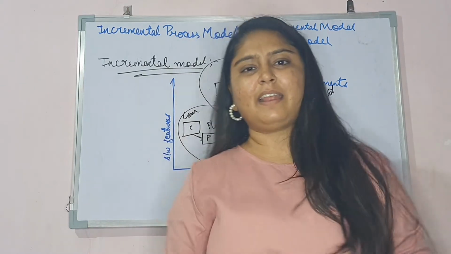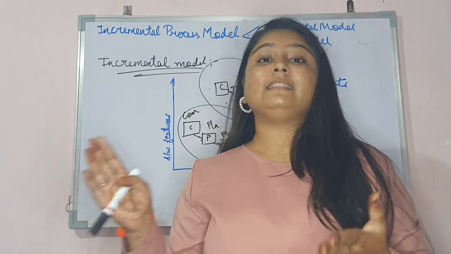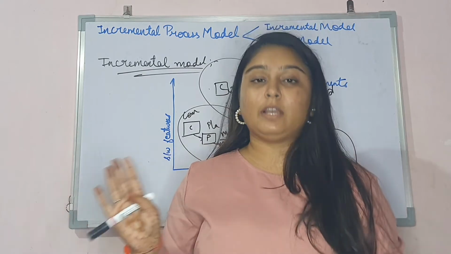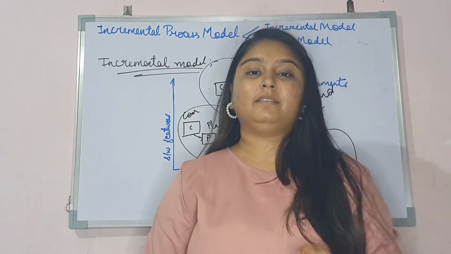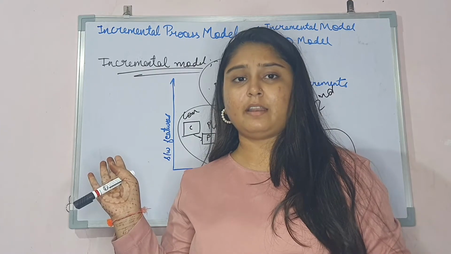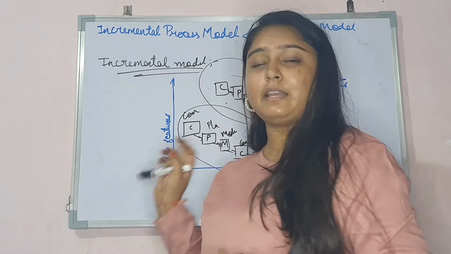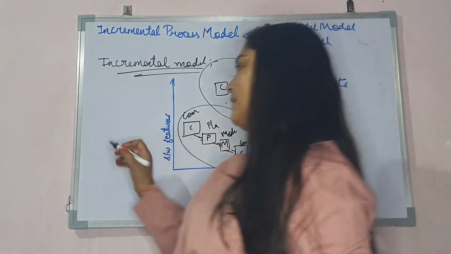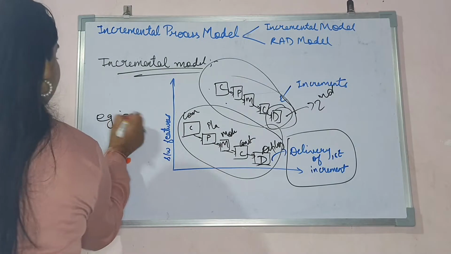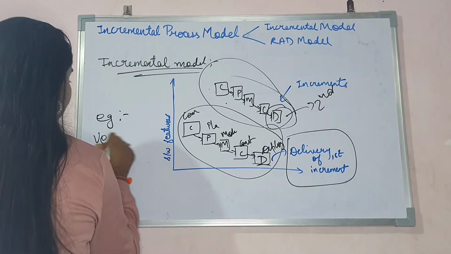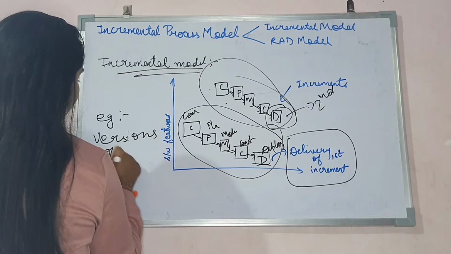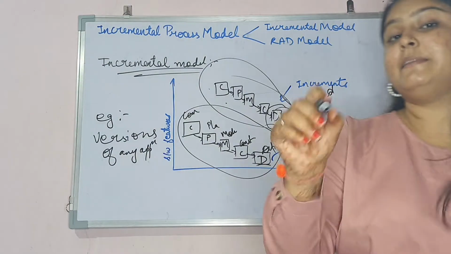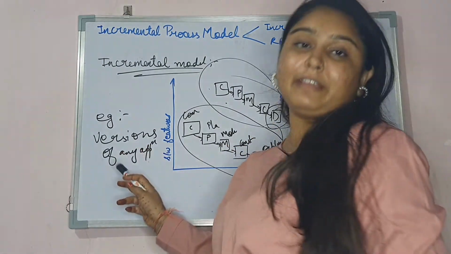The question arises, right? In the waterfall, it was very clear that first of all, communication will be there between the customer and the developer, and thereafter the planning, modeling and all such parts will go on. But here also the same process is there, but in increments. How would it work? It works like versions of software. I can give an example. An example of the incremental model can be versions of any application.